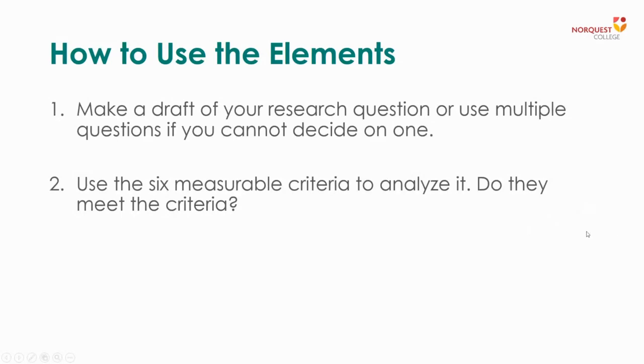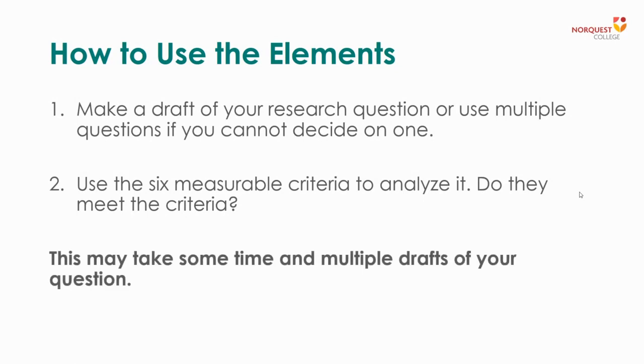And then you're going to use the six different objective or measurable criteria to analyze it. And you simply ask yourself, do they meet the criteria? Keep in mind that this is going to take some time. It's not something that's going to happen immediately upon deciding upon your research question. It may take multiple drafts as well. So you may have to start off with one question and then rewrite certain parts and then analyze it again and rewrite, all part of research.